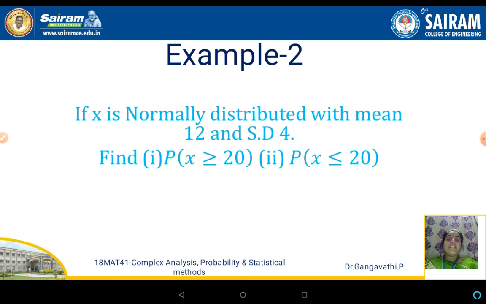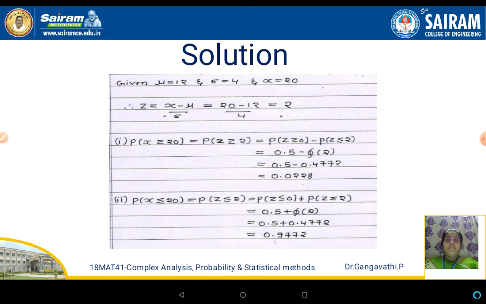If x is normally distributed with a mean 12 and standard deviation 4, we need to find P of x greater than or equal to 20 and P of x less than or equal to 20. So here the mean has been given and the standard deviation has been given. Given mu equal to 12, mu is nothing but the mean, and standard deviation sigma is equal to 4, and the normal variate x here is 20.